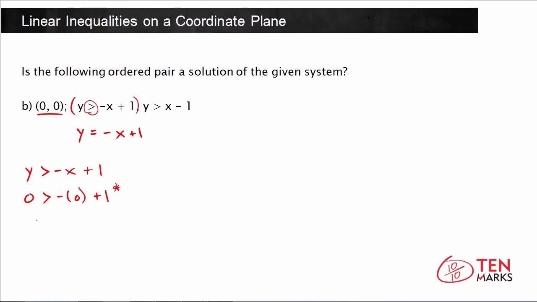So let's figure this out. This will be 0 is greater than 1. And this is not true. So what we're going to do is graph the line y equals negative x plus 1. We will make it dashed, and we're going to shade above that line. Let's take a look at the graph.